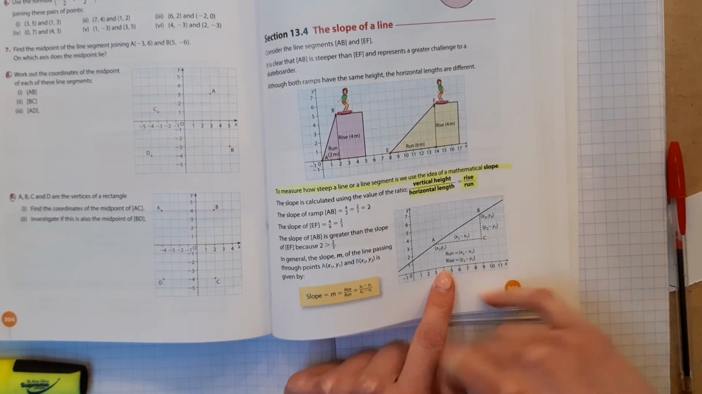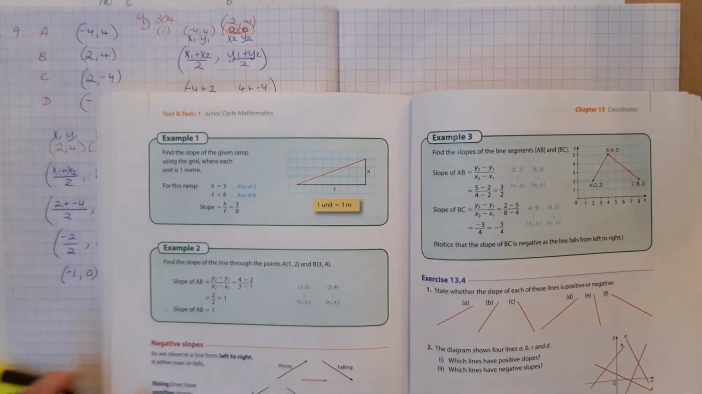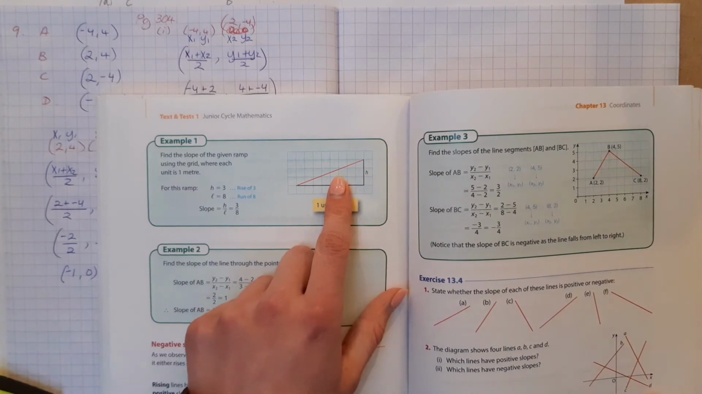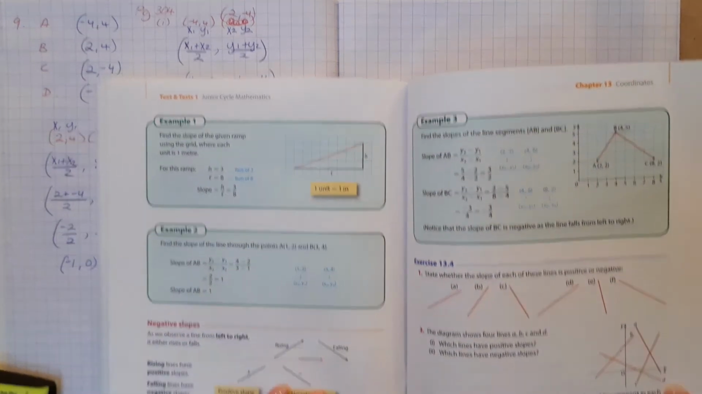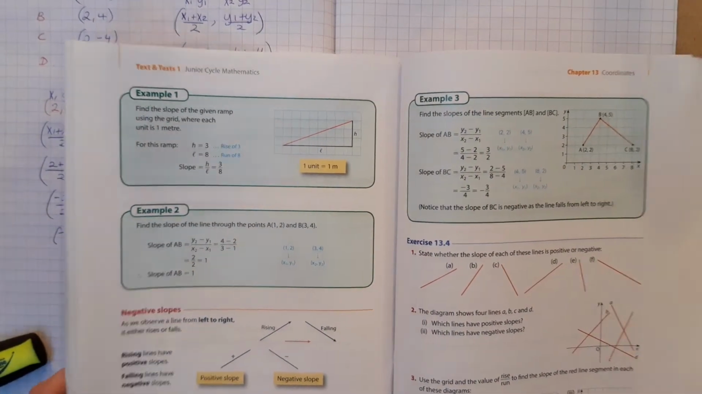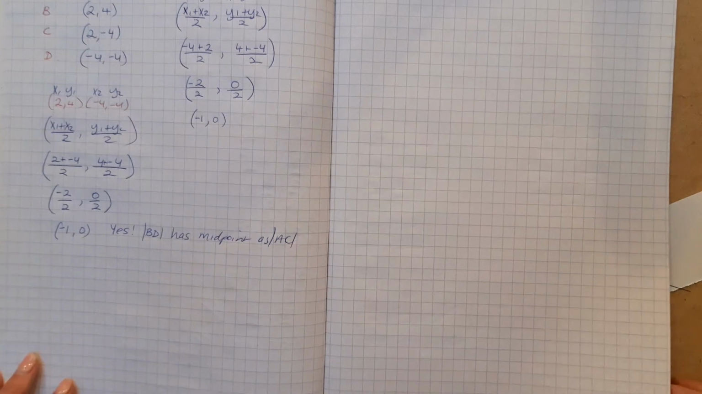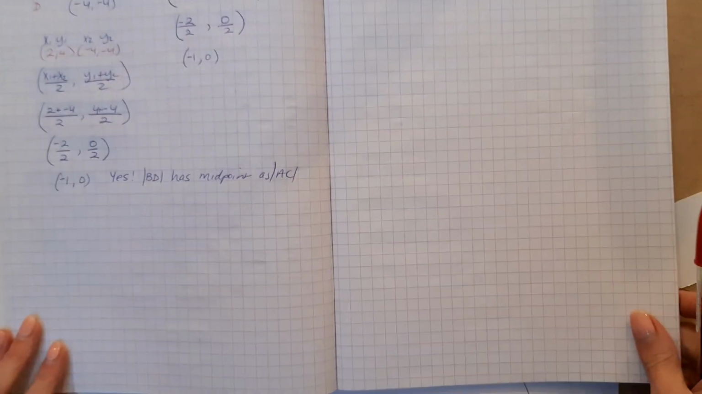So, let's move on. I'm going to do one example for you, and it's example 1 on your page. We're then going to move on and talk about positive and negative slopes, and I'm going to give you today's questions. I'm going to redraw out example 1, and you need to do the same in your copy.